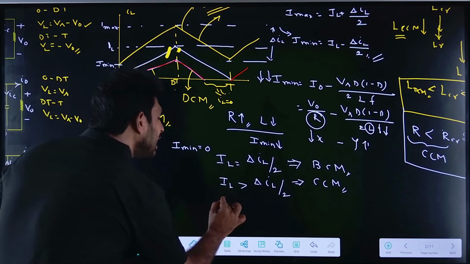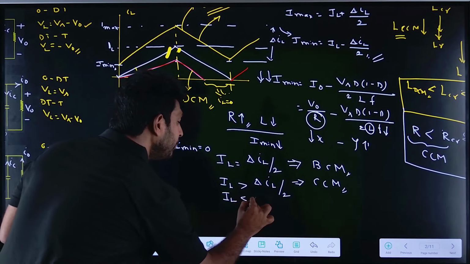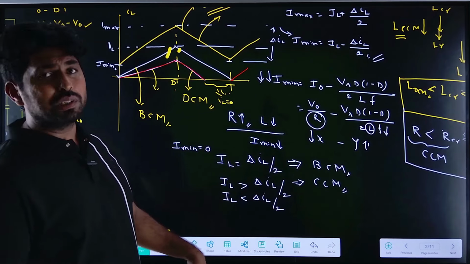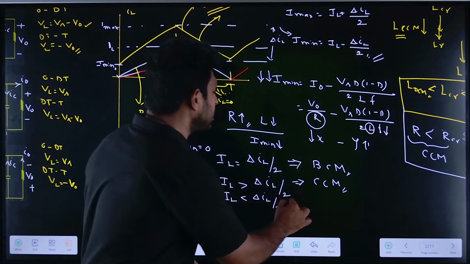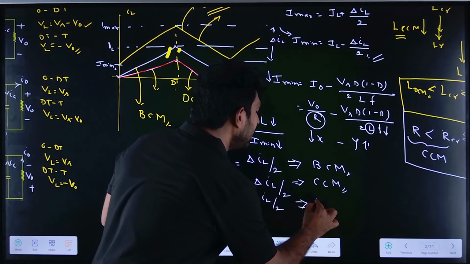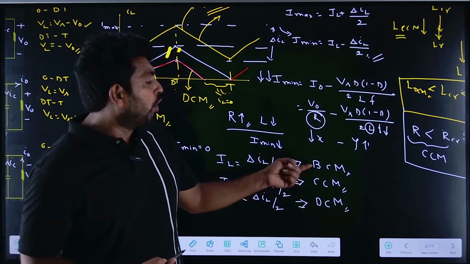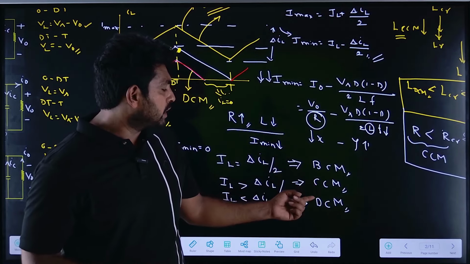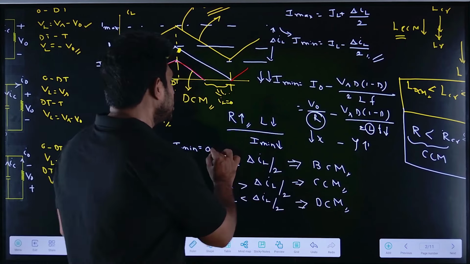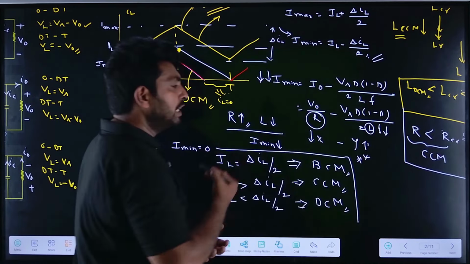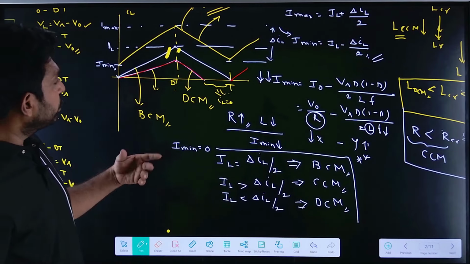If IL is less than delta IL by 2, so I minimum will be reduced. So if I minimum is reduced, it will operate in the discontinuous conduction. Boundary conduction mode, continuous conduction mode, and discontinuous conduction. So we have these conditions also. So let us derive one more condition.